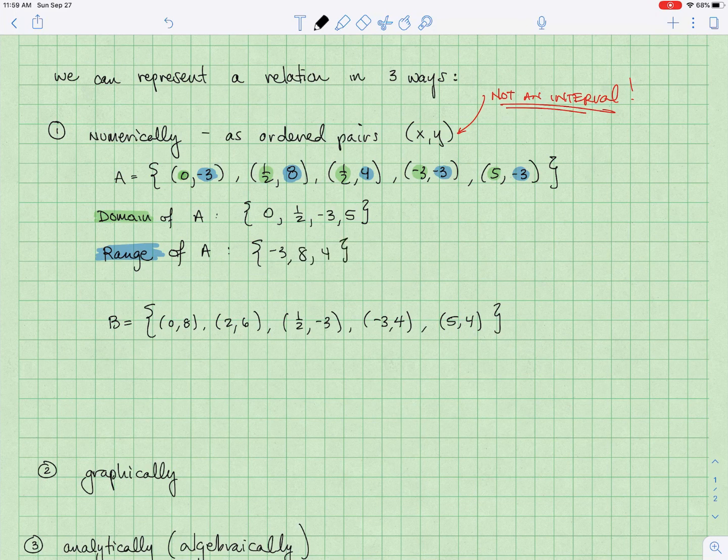And you'll notice that there are only 3 values there. Even though I have 5 ordered pairs, -3 is repeated 3 times. And so I only have 3 distinct or different domain or range values, excuse me. The same will be true down here for B if we talk about the domain of relationship B. That will be the collection 0, 2, 1/2, -3, and 5.